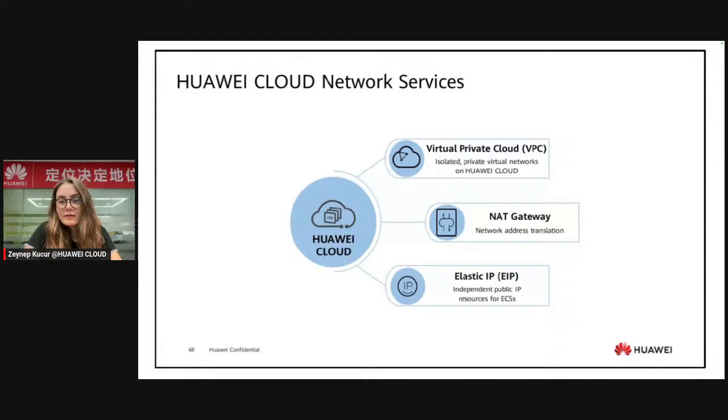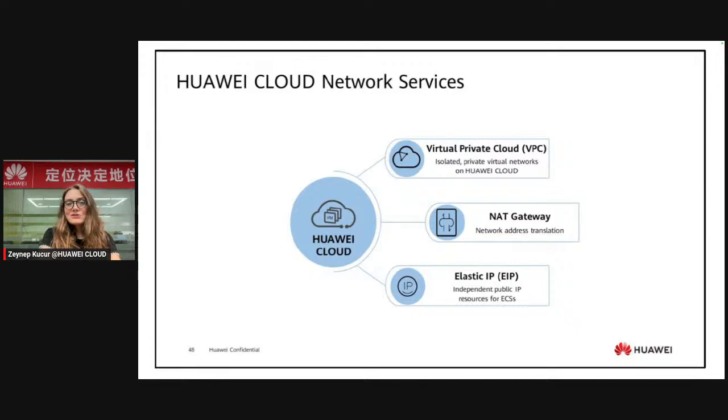NAT gateways provide network address translation. In NAT gateways, there's SNAT and DNAT to allow cloud servers in a VPC to share elastic IPs for internet access while maintaining security by isolating internal IP addresses from external exposure. Let's say in the subnet in your VPC you have multiple resources, and you don't want to attach EIPs to each resource. You can use a NAT Gateway to assign a single EIP to the resources.